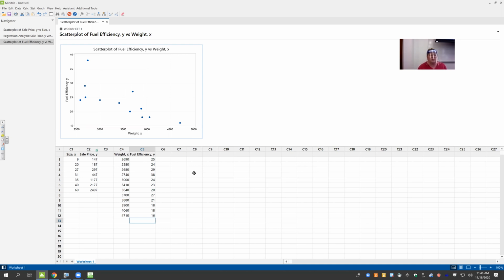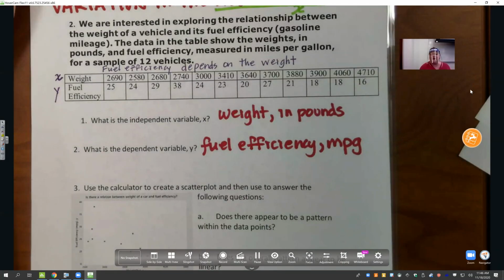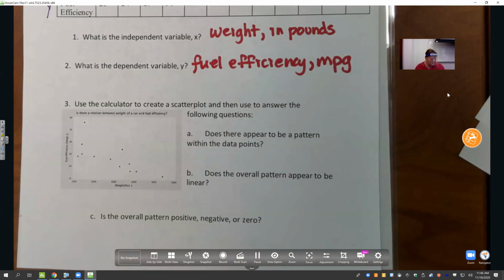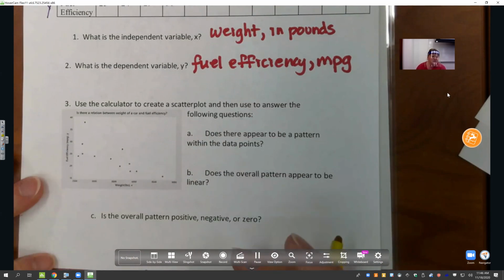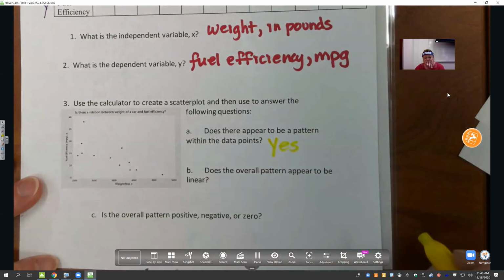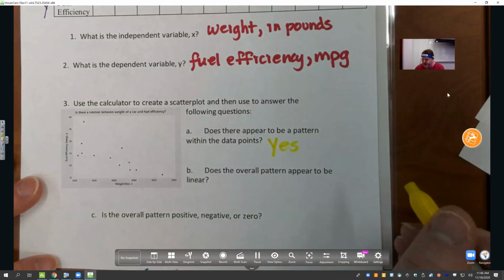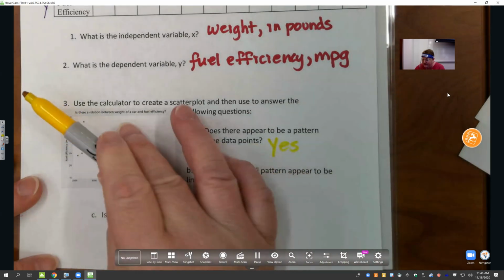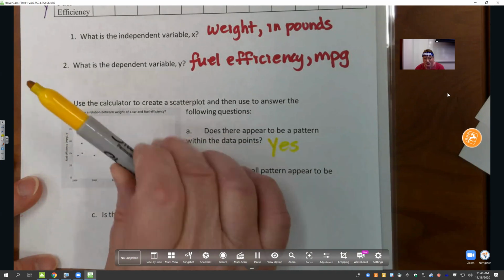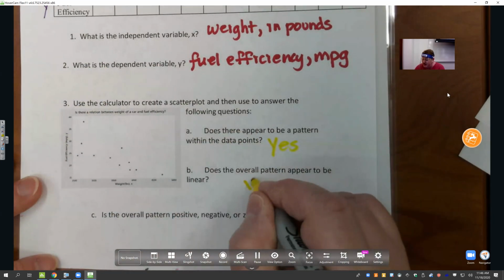And so again, you look at that visual, that scatter plot, which I had on your paper, and you walk through the questions. You're going to ask yourself, does there appear to be a pattern within the dots? Again, you're using your eyeballs. I would say yes. Does the overall pattern appear to be linear? If you have trouble making that decision, you can hold your pencil up to the paper or to the screen and think about it. I would say yes.